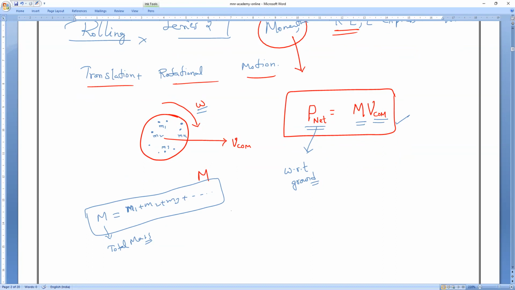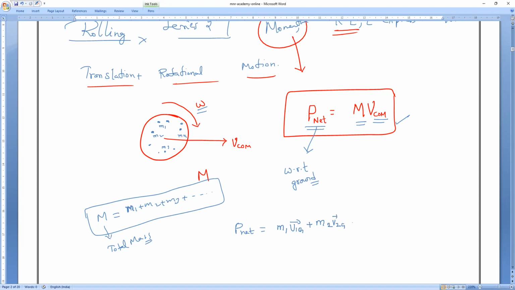So let me try the proof. P net is, with respect to ground, the momentum of this particle plus the momentum of this particle, and so on. It is like hundreds of particles we can take. So what is the momentum of the first particle? M1 V1. V1 is with respect to what, Pradosh? With respect to ground. Plus, I take M2. Yes, everybody tell me, the momentum of M2 is equal to what?